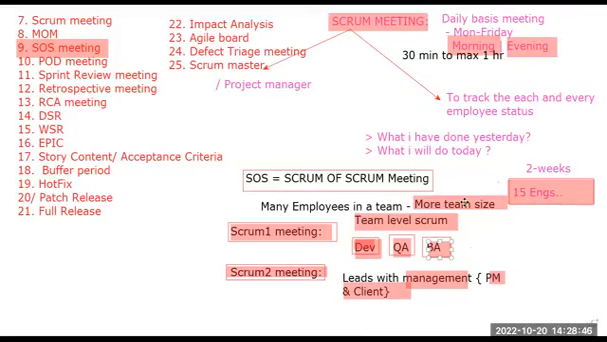Remember that we conduct SOS when we have a large team size. Let's say in a team we have 40, 50, 60 people. In a single meeting, we can't track all the employees' status, not even within 1 hour. So in that case, we can split into 2 Scrum meetings. In Scrum 1, it will be team level, where each team conducts their own Scrum meeting. After the team level Scrum meetings, we have a second Scrum meeting where leads can share all the employees' status with the management, that is, our project managers or the client. Okay, Sachin?